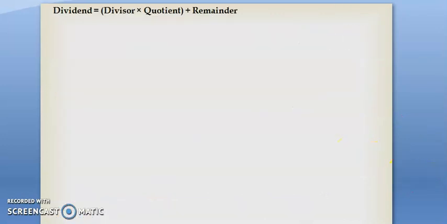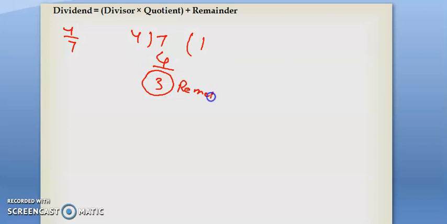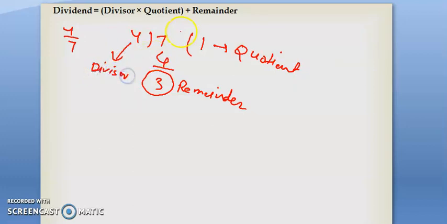Now moving to the next topic. If we perform division, suppose I ask you 4 upon 7, how can we divide? 4 into 1, 4, and this is like 3. So this is known as the remainder. This is known as the quotient. This is known as the divisor, and this is known as the dividend.